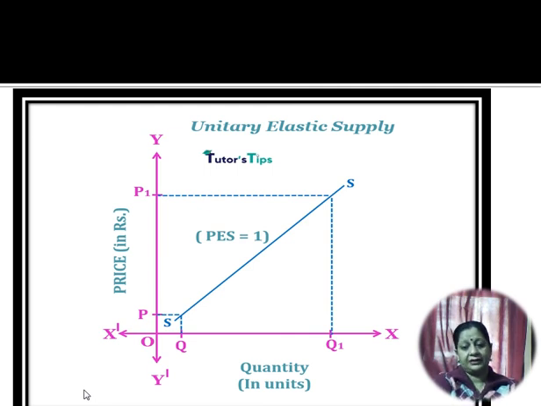This is the diagram. When the price is P1, the quantity supplied is Q1, and when the price is P, the quantity supplied is Q. So you can see the gap between the Q and Q1. So this is known as the unitary elastic supply.